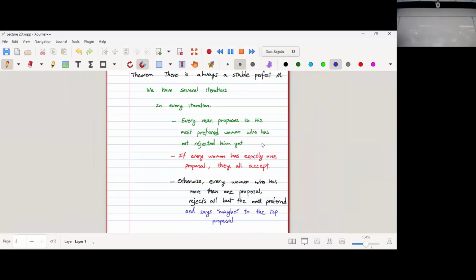Okay. Why? So whenever we say that we have an algorithm to prove the existence of something, the first thing we have to prove is that our algorithm terminates. Our algorithm should not run forever. So why does this algorithm finish? So you have to give me a proof that this algorithm cannot run forever.